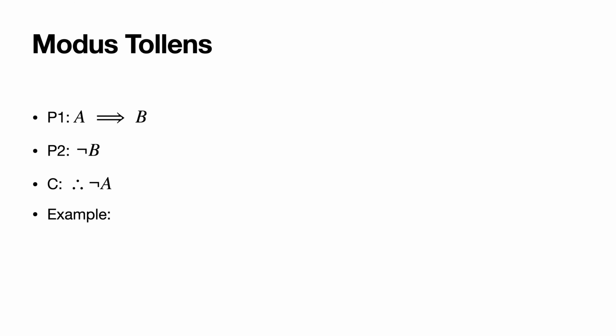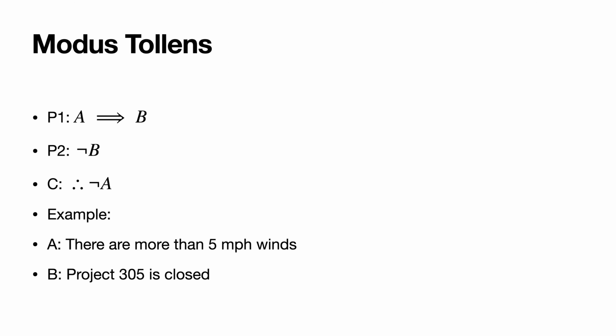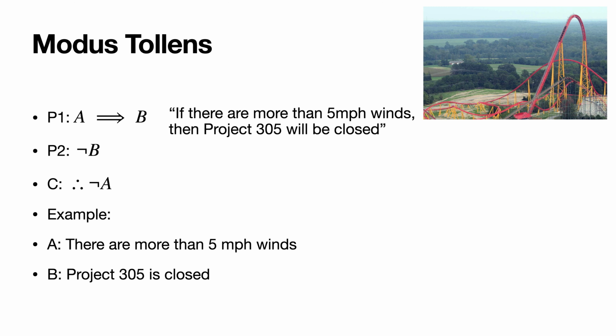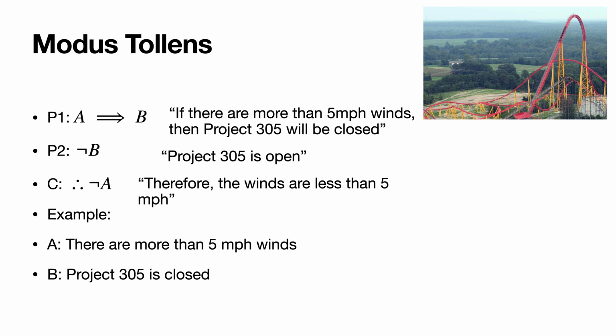Here's another example. Let A be the proposition there are more than 5 miles per hour winds as before, and B be the proposition that Project 305 is closed. Premise 1 is like saying, if there are more than 5 miles per hour winds, then Project 305 will be closed, same as before. Premise 2 is like saying, but Project 305 is open, it's not closed. This is the negation of B. And our conclusion is, therefore, the winds are less than 5 miles per hour. Once again, we're negating that the winds are more than 5 miles per hour, so we're going to say less than, or sometimes less than or equal to.